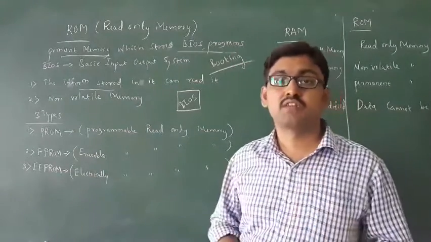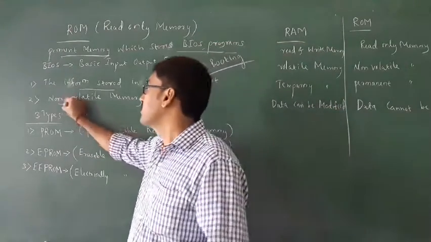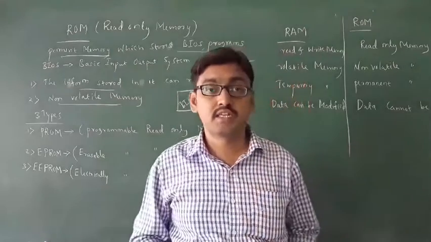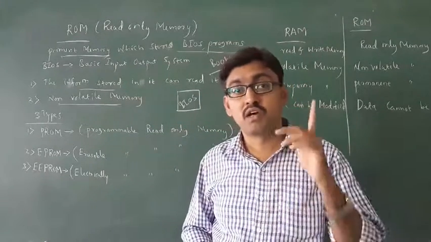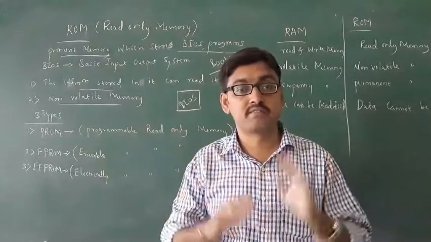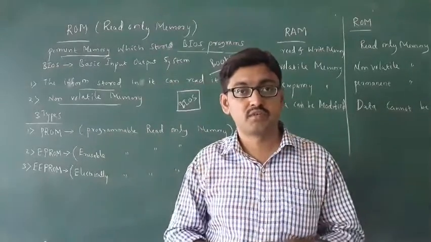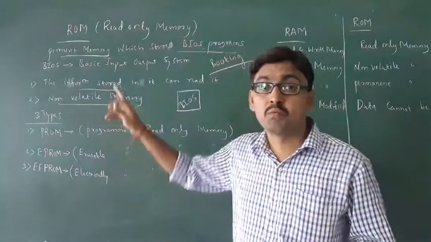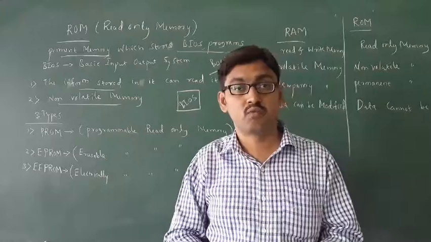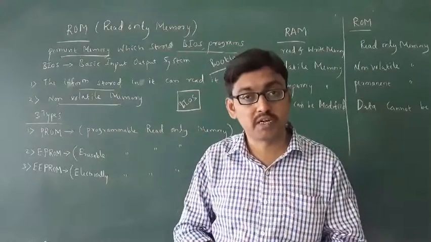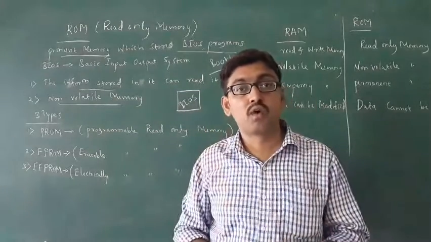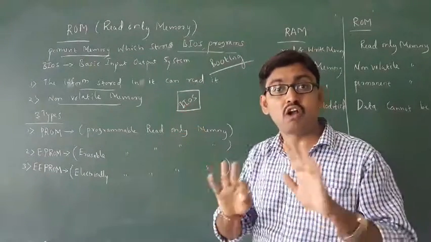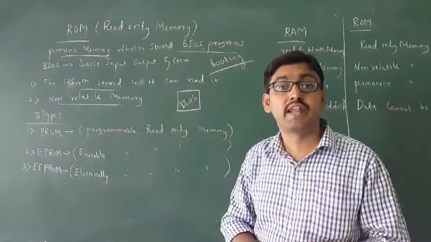Then the next feature: see, ROM is a non-volatile memory. You know, I said RAM is a volatile memory. Why is it volatile? Because whatever is stored in RAM will be erased. That's why it is a volatile memory. RAM is a volatile memory, but ROM is a non-volatile memory. What is non-volatile memory has been asked so many times. During power failure, whatever information is stored in this ROM cannot be erased.